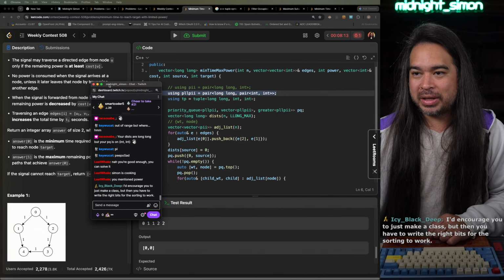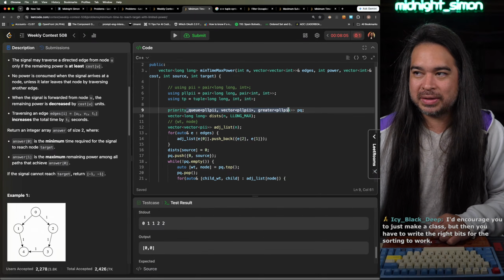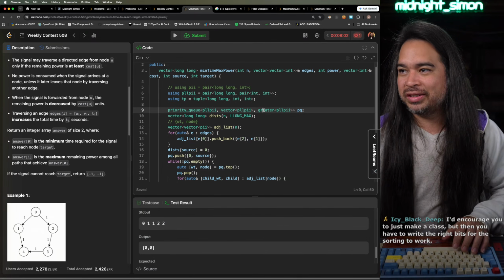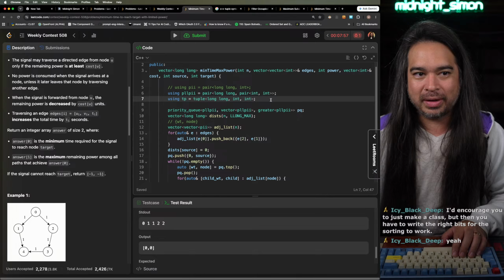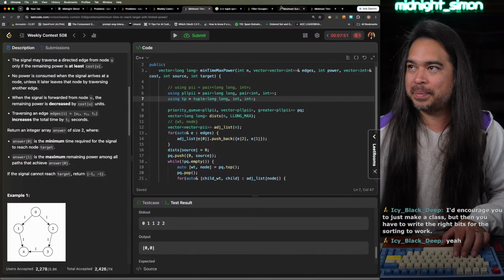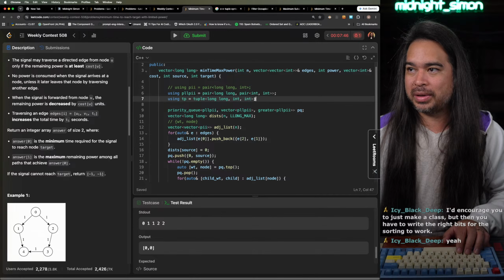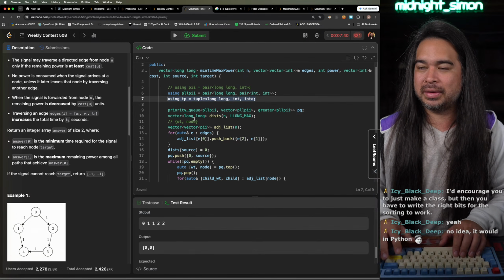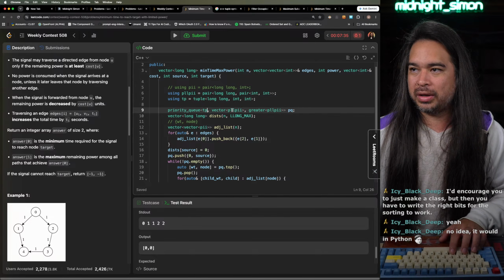I'd encourage you to just make a class, but then you have to write the bits for the sorting to work. Oh, like the custom comparators. Yeah, does this thing work on a tuple? That's why I like to use these weird pair things. So hopefully greater works on a tuple. Let's see. Make tuple, that's all I need. I don't need any of this stuff, except right here.